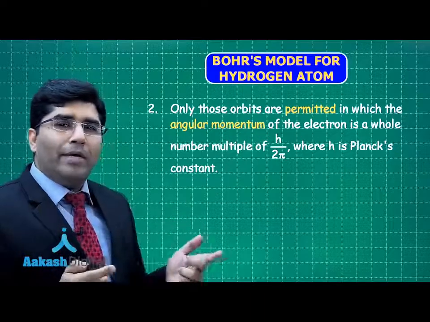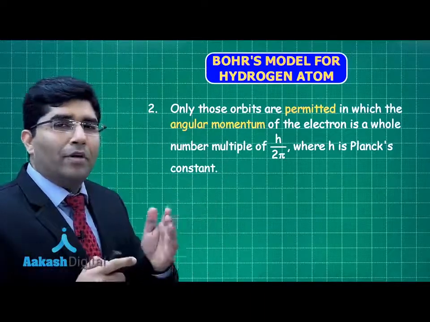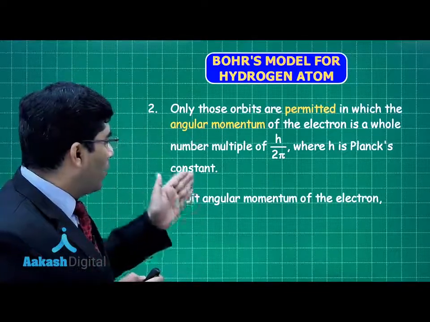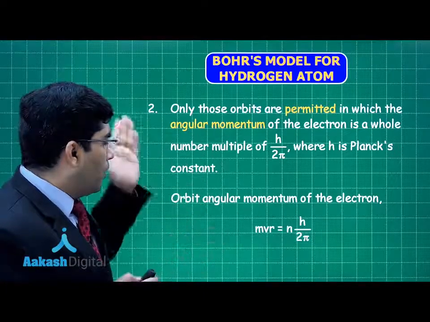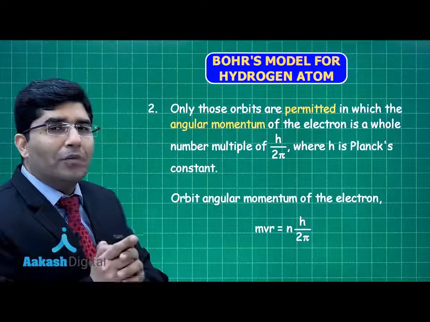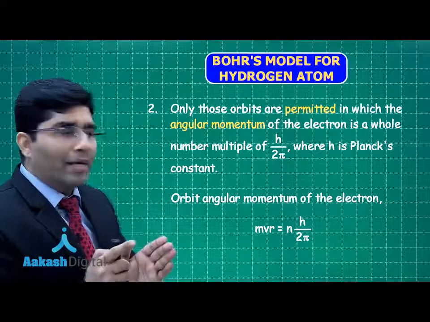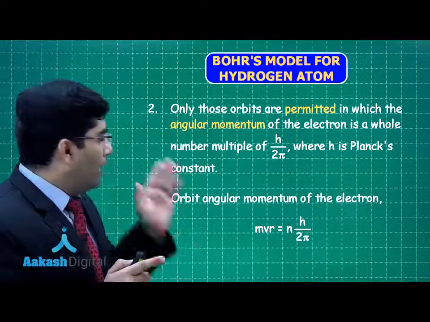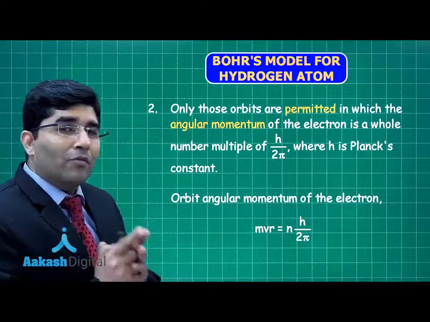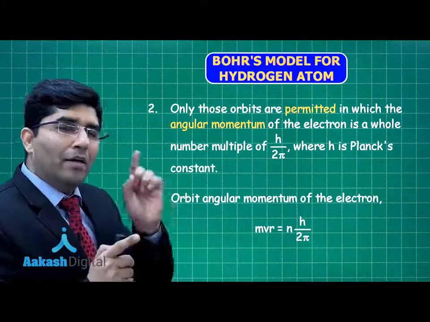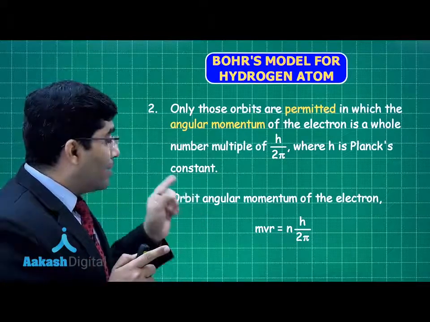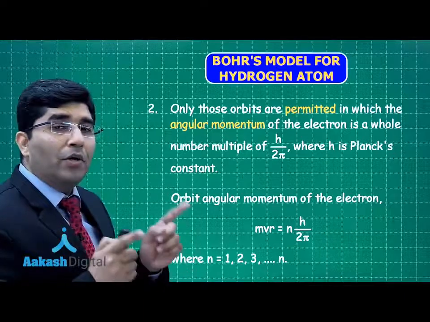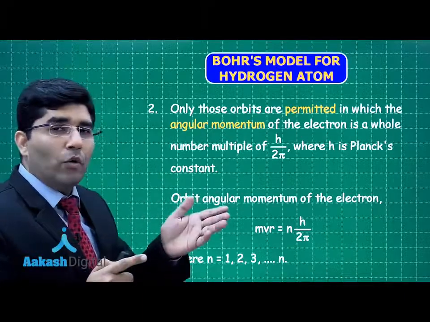Why it will not be permitted? That we will discuss later on after de Broglie's hypothesis. For now, the orbit angular momentum of the electron will be equal to mvr = nh/2π. m is the mass of the electron, v is the velocity of the electron, r is the radius of that particular orbit, and n is the orbit number, where n is equal to 1, 2, 3, 4, 5, 6 and so on.